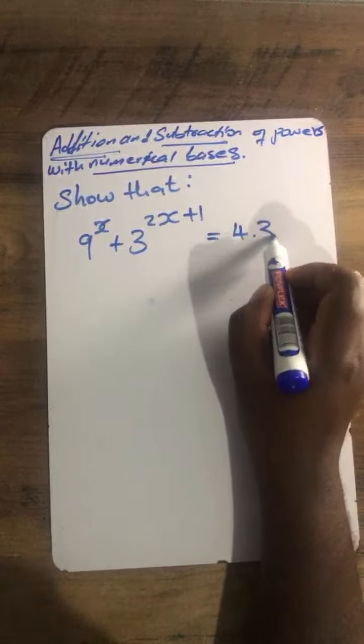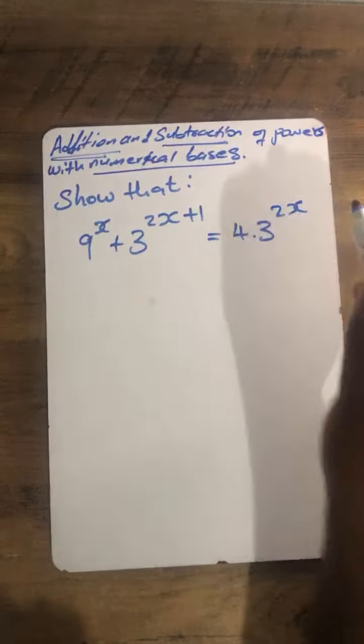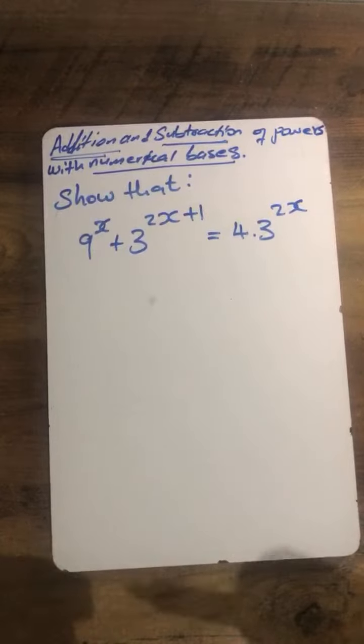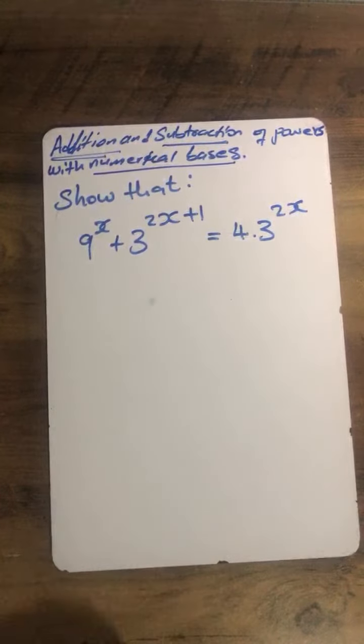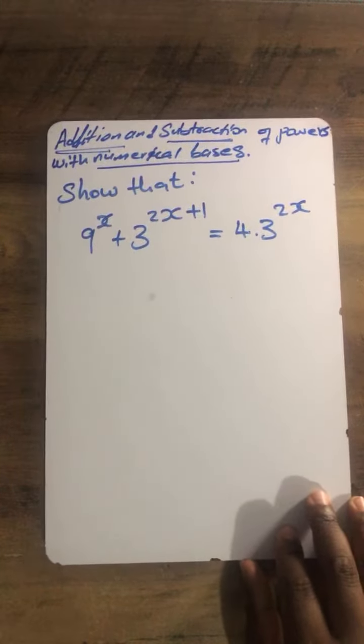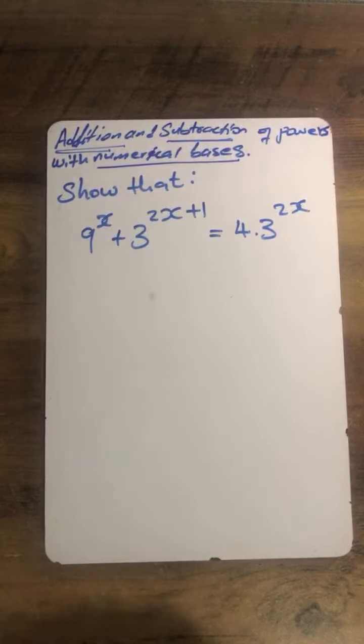multiplied by 3 to the exponent 2x. So how do you give me an answer to this question? You just comment and say I got it correct, or you comment by saying I'm struggling. In that way, I'm going to have an idea of whether to do the corrections or not.